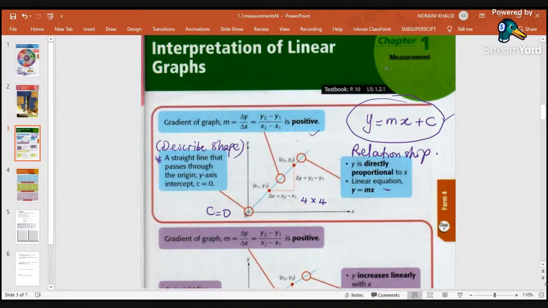Okay, you can choose 2 points to calculate the gradient. Once you get the gradient, you substitute into this formula. So you will get the answer for m.